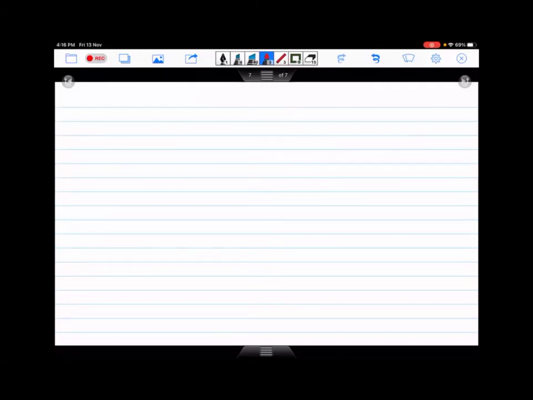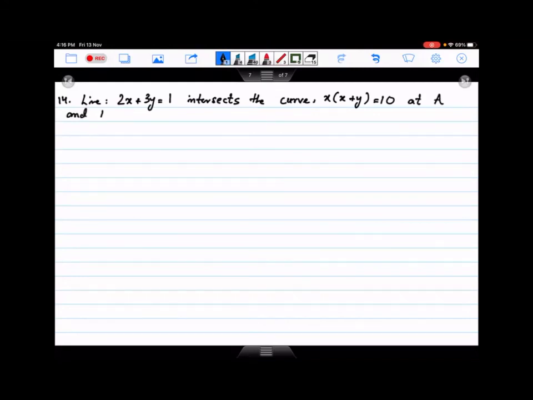So moving on to question number 14. They are asking that a line 2x plus 3y is equals to 1 intersects the curve x into x plus y equals to 10 at A and B, and they want us to calculate A and B. So basically whatever the intersection points are can be found out by using the simultaneous equation process.